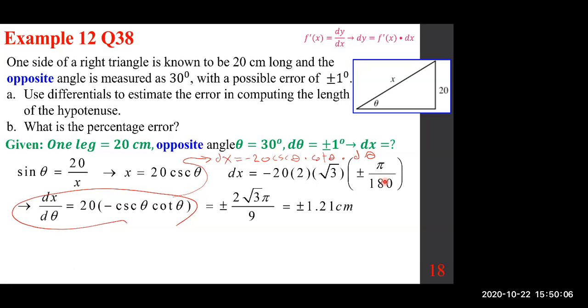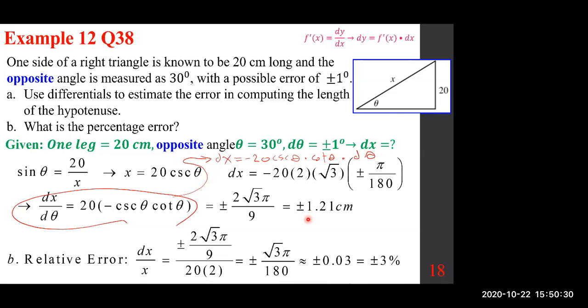Now, what is the relative error? By definition it is the amount of increase or decrease over the original amount, so dx over x, class. That's it. If you want to go with the precise dx that you found, or you can go with this, either way it's fine, and you come up with this answer: plus minus about 0.0303, or plus minus 3%.